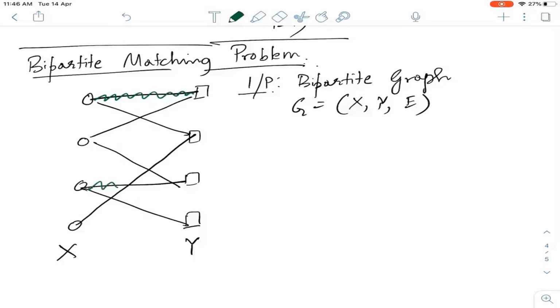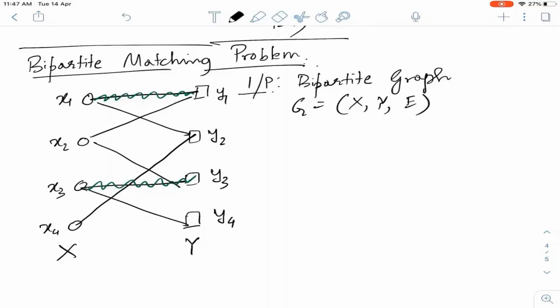So that is a matching. Yeah. Let me give some names. So X1, X2, X3, X4, Y1, Y2, Y3, Y4. Okay. So these green edges form a matching. And what is so special about the green edges? Well, these green edges, they do not share any common vertices.